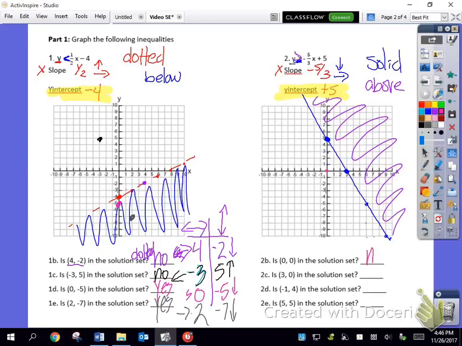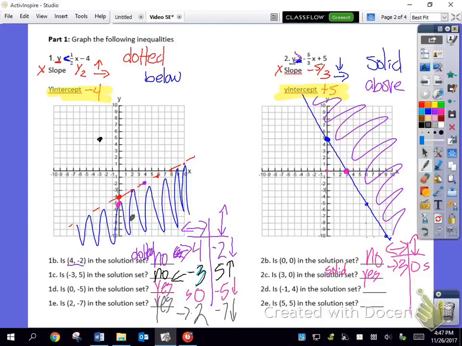0, 0, no. 3, 0, so that means if you're not sure, remember, up, down, left, right. So I go to the right 3 and I stay put. Right 3, stay put. Now, I am on the line and it is shaded, so yes. Because it's a solid line, that's like it being shaded. It includes it, so yes.